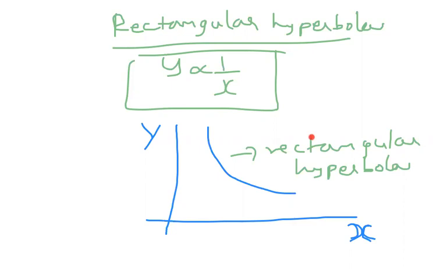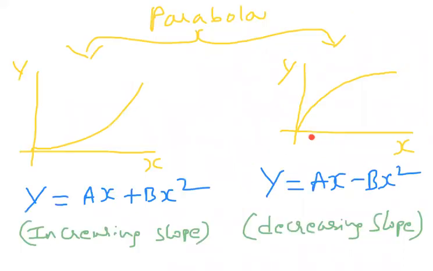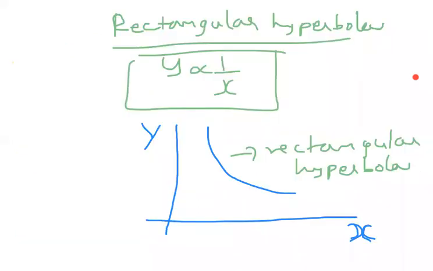So for parabola, I explained two things: one is for increasing slope and one for decreasing slope. These are the shapes for parabola, increasing slope and decreasing slope. And for rectangular hyperbola, here y is proportional to 1 by x, and y and x like that.